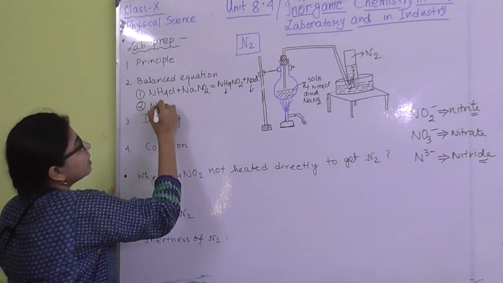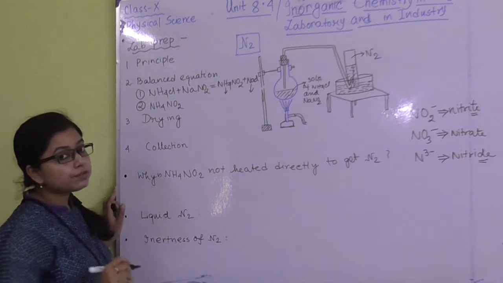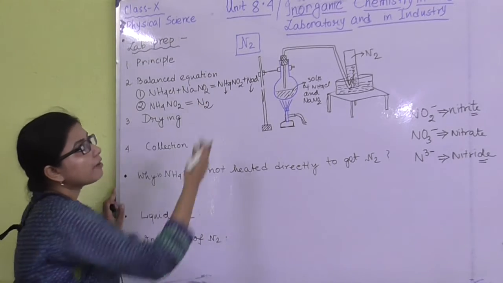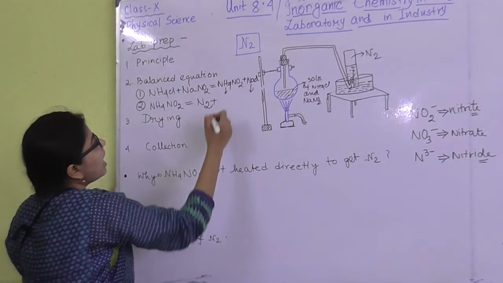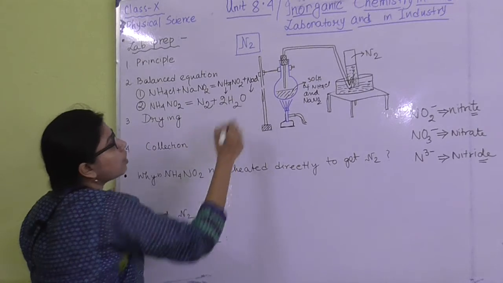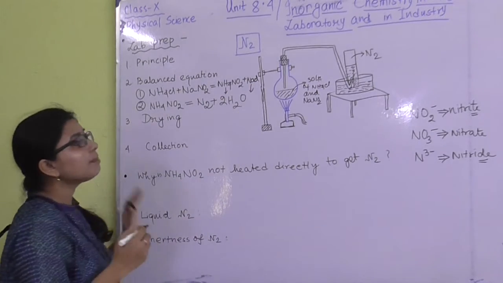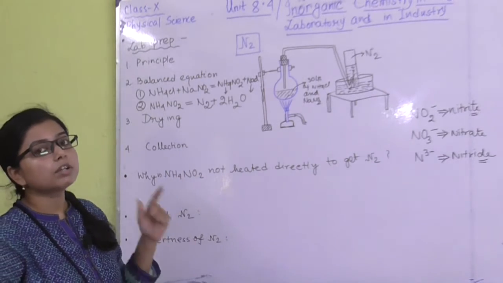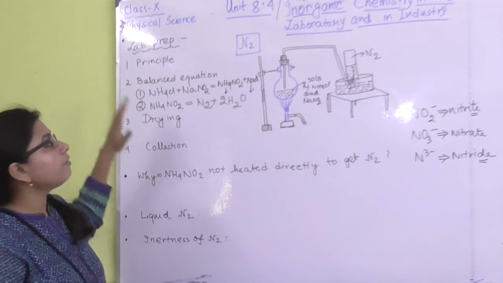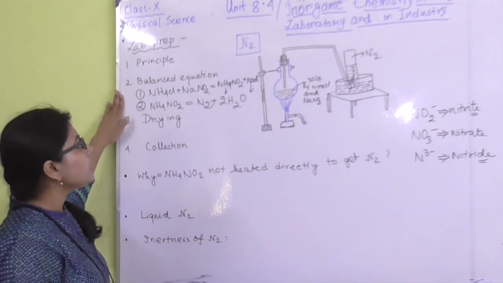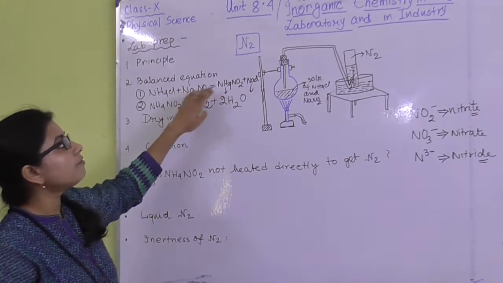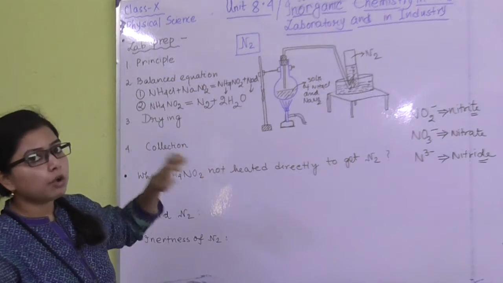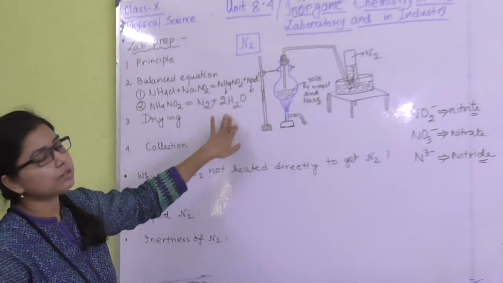And in the next step, this ammonium nitrite, that is NH4NO2, will further decompose, producing N2, that is our desired product nitrogen, along with two molecules of water. So, this is the balanced equation. If the question is asked to write the balanced chemical equation for the lab preparation of nitrogen gas, you have to write both of the equations. In the first step, ammonium chloride plus sodium nitrite forming ammonium nitrite and NaCl. In the next step, ammonium nitrite will decompose, producing nitrogen gas and two molecules of water.